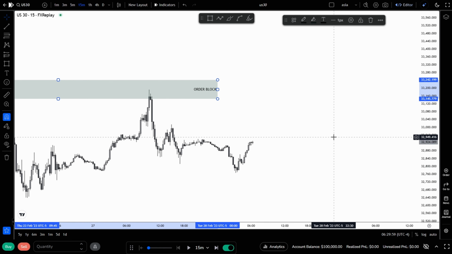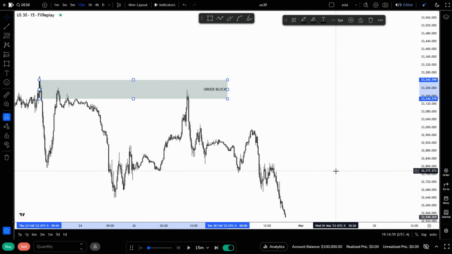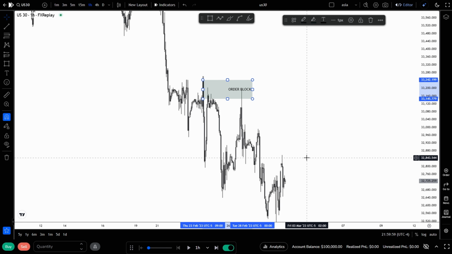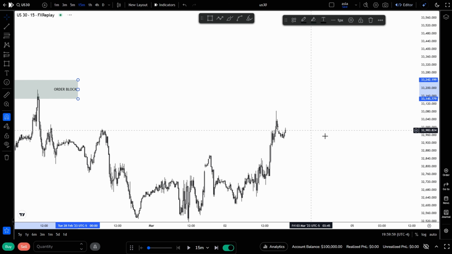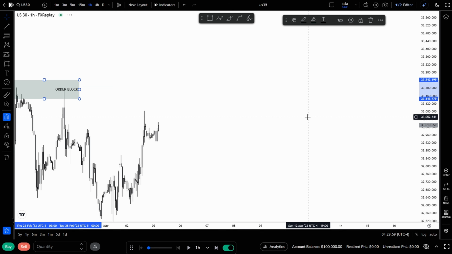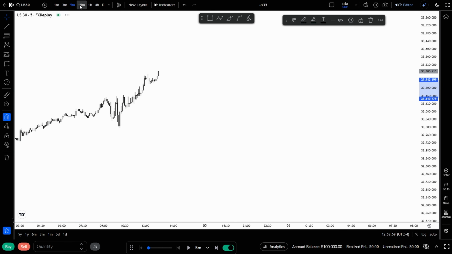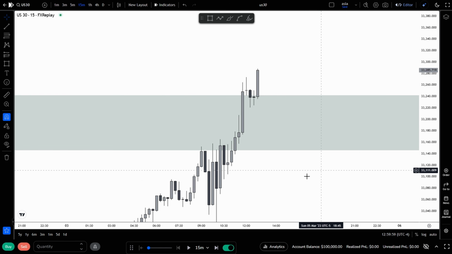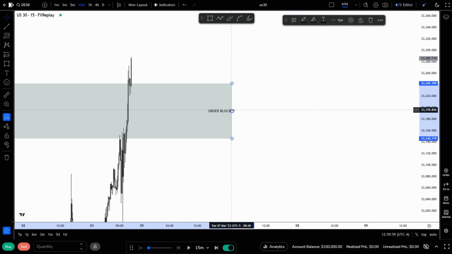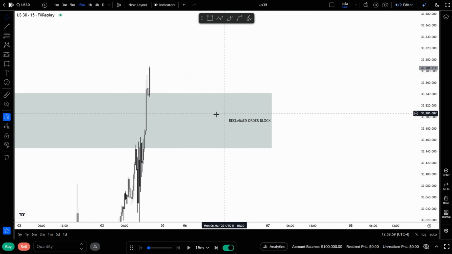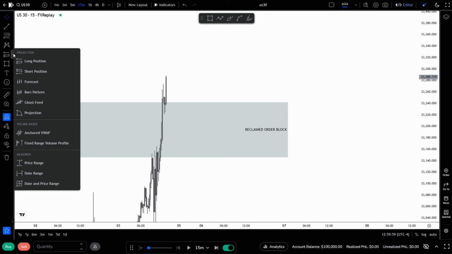We even see another reaction from the same area again, which confirms that the market is respecting this order block. Now, if we extend this order block forward in time, you will notice something important. At this point here, price breaks above the order block. Once that happens, the nature of this level changes. The same order block that previously acted as resistance can now become support.